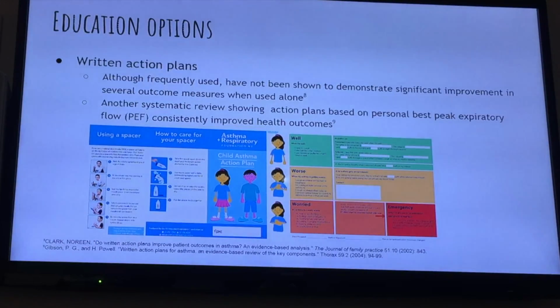Do written action plans help improve patient outcomes? It was done somewhere, not in New Zealand.